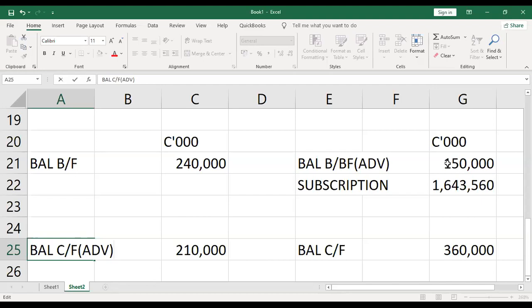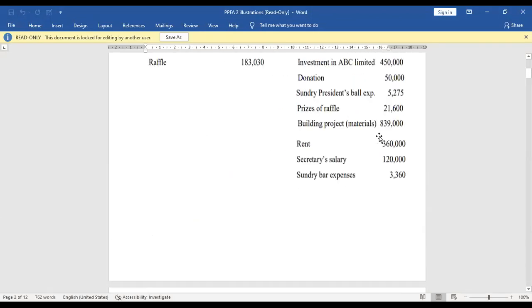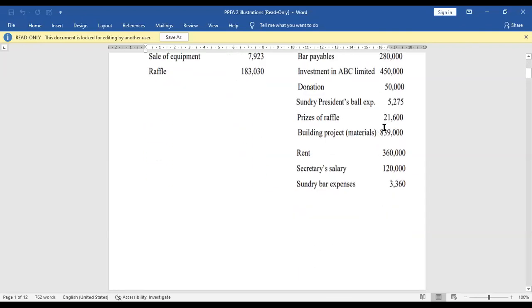Then we'll now check, do we have any bad debt on subscription? Whatever has to do with bad debt on subscription. Let's go back to our question. Was there any bad debt on subscription? We'll check additional information too.